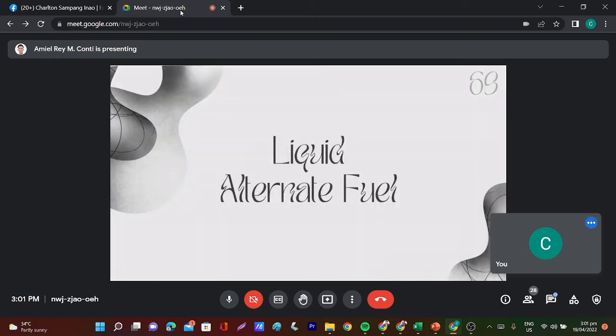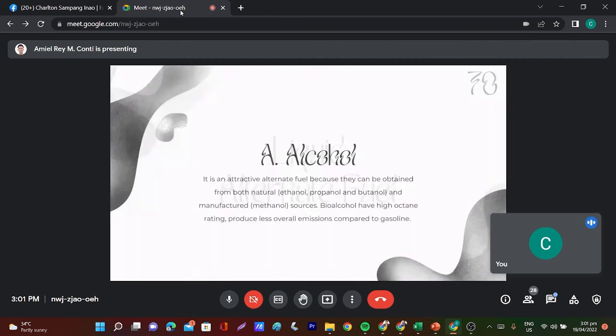Next. Liquid alternate fuels. Ang mga examples niyan is yung una, alcohol. So bakit nga ba siya maganda or nakaka-intriga kasi na-obtain siya from both natural and manufactured processes. So, yung natural niya, usually sila yung mga ethanol, propanol, and butanol. And kapag manufactured naman sila, yung bioalcohol, may high octane rating and nagpo-produce siya ng less overall emissions compared sa mga gasoline.